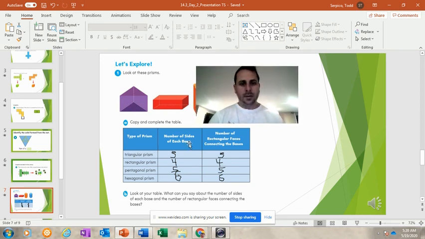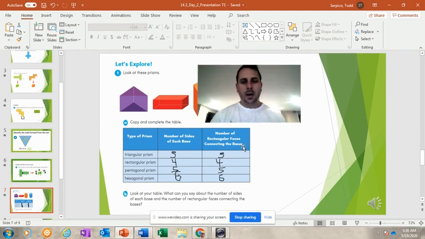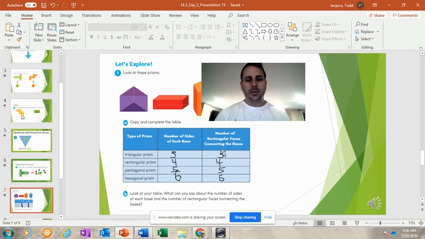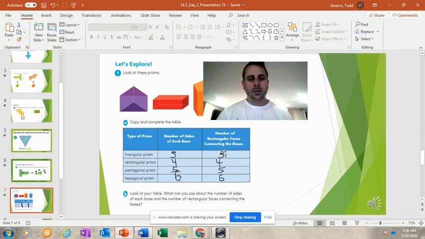The number of sides for each base, the number of rectangular faces connecting the bases. So in the triangular prism, there's 1, 2, 3 rectangles. Looking at these faces and bases.